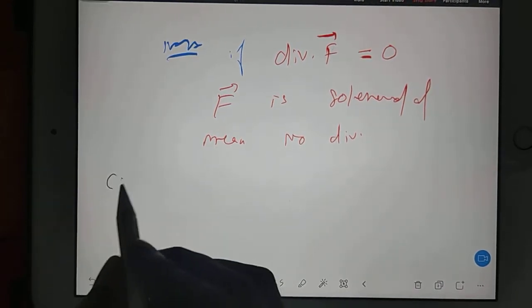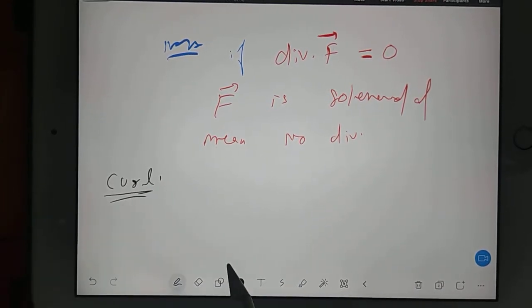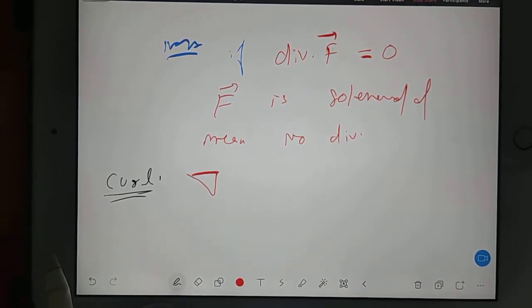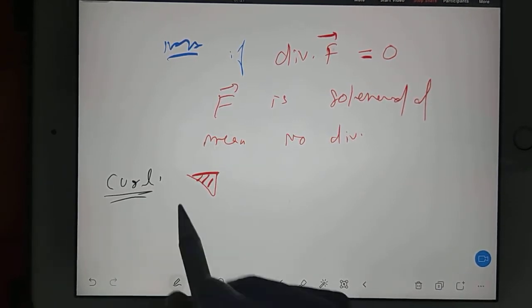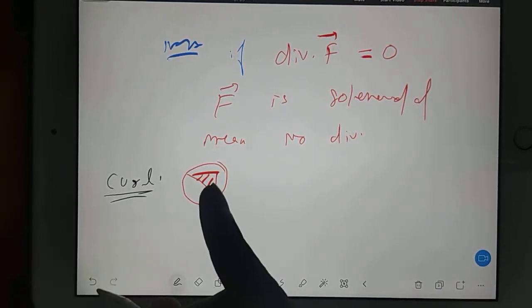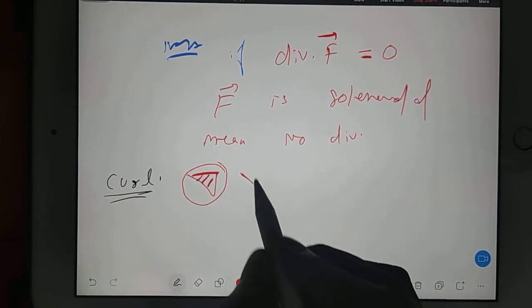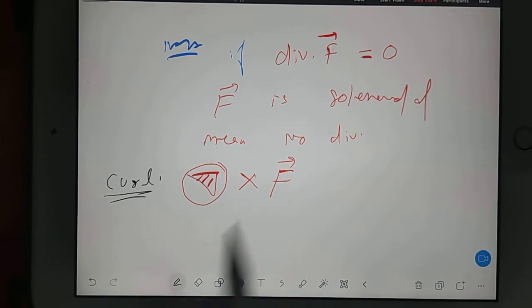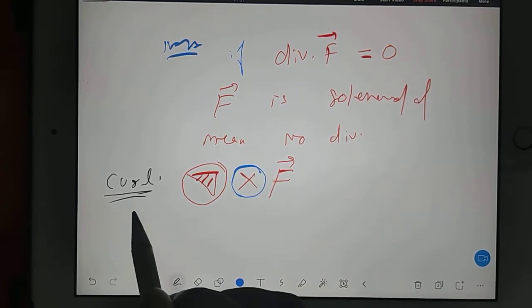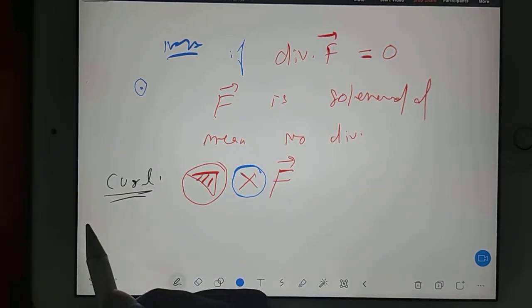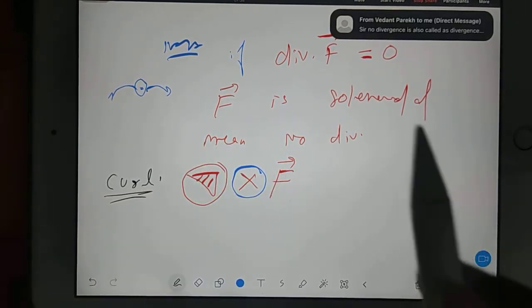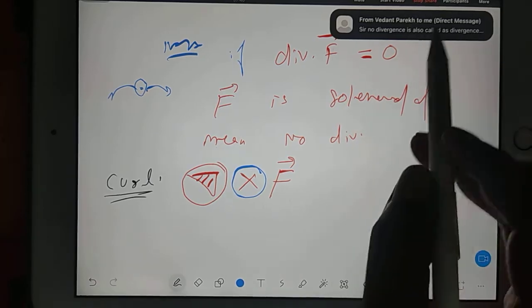Now we'll go for curl. What is curl? Curl is again very simple. You have a symbol like this. This operator is known as the del operator, and it has its own value, i dou by dou x plus j something, cross. Suppose you are having any field. Always remember, whenever cross or dot comes into the picture, the left side and the right side both should have vector properties.